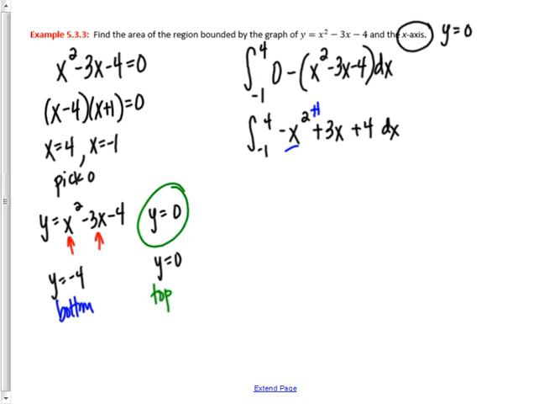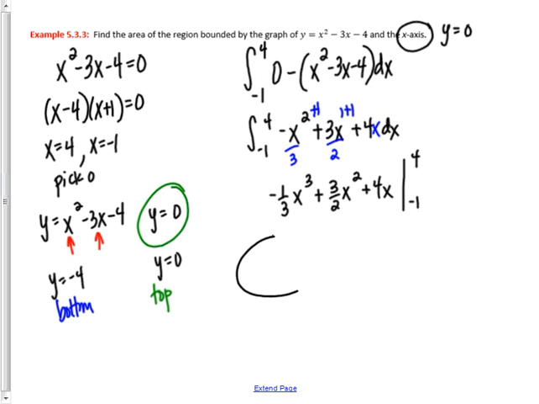So add 1 to it, divide by the new power, and then add an x. So I get -1/3 x cubed plus 3/2 x squared plus 4x. And I want to integrate it from -1 to 4. So double check my calculator. I've got negative 1/3 x cubed plus 3/2 x squared plus 4x.